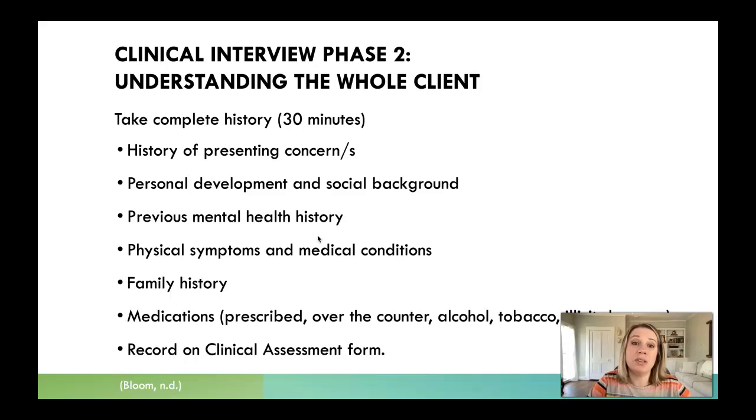Next, we conduct phase 2 of the clinical interview, in which we seek to understand the whole client. So we take a complete history. That's going to take about 30 minutes. We assess for the history of the presenting concern or concerns. We assess for personal development, social background. We assess for previous mental health history. We assess for physical symptoms and medical conditions. We assess for family history, for medications, ones that they are prescribed, or ones that are over the counter that they're taking, and other substances, including alcohol, tobacco, illicit drug use. And you're going to record all these findings that you're gathering on that clinical assessment form.